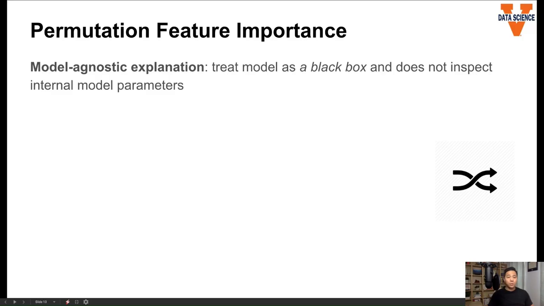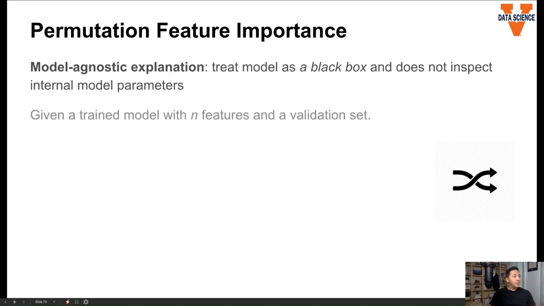What it means is that you're going to treat a model as a black box and will not inspect any internal parameter of the model, but you're going to look at extracting some explanation on the model prediction. So that's why I call it model agnostic. This method works with any trained model with n features, and you need a validation data set.